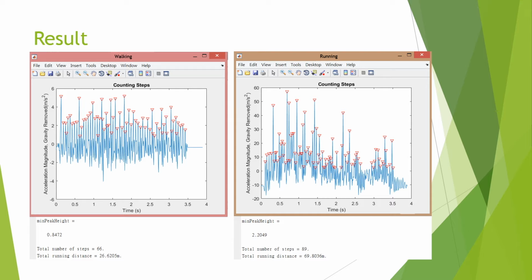On the right hand side is the result of the sampling running data, which is not as accurate as the walking sampling data. The result is 89 steps over the reality of 93 steps, and the total distance of 69.8036 meters. This is the end of our presentation.